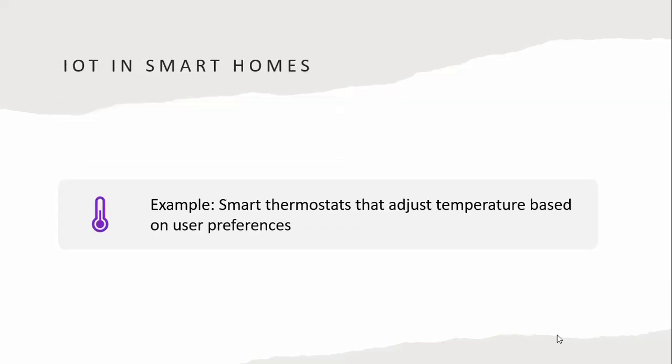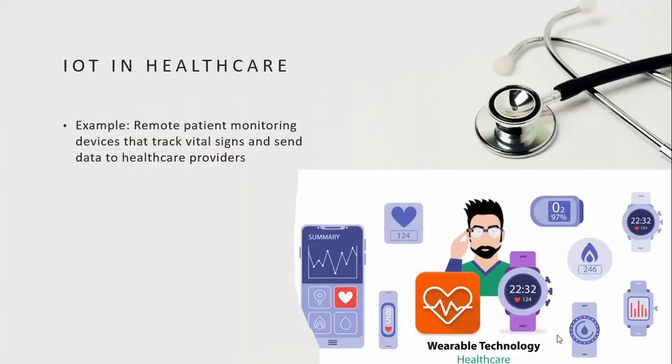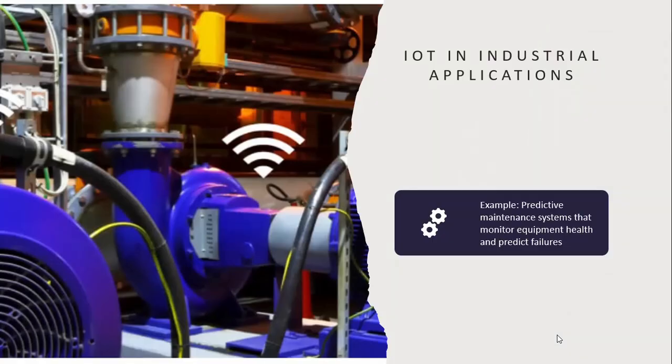Then smart homes, like a smart thermostat that adjusts temperature based on user preferences, for example ACs. Then in healthcare, we will be attaching devices to the patient, which can track vital signs and send them to health providers. Then in industrial applications, as I said, it can detect any fault in the machines. Predictive maintenance systems monitor equipment health and predict failures.